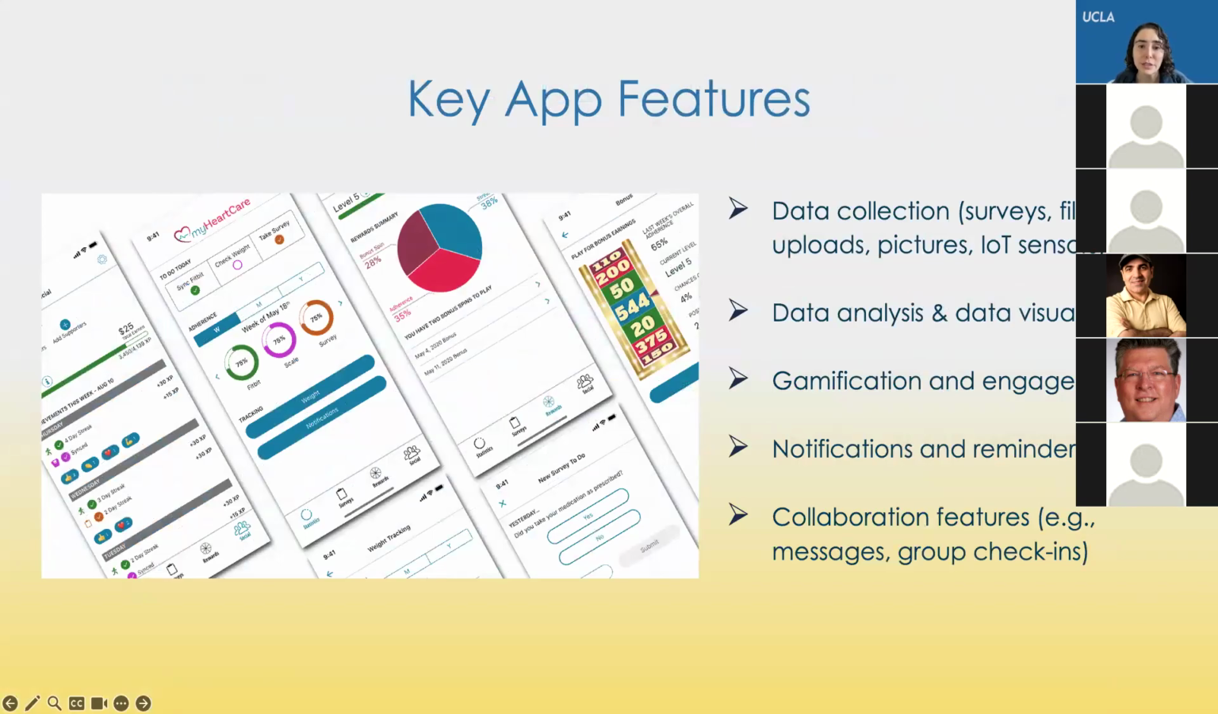There are several key app features that we create in mobile apps and web platforms for research studies. One of the most important is data collection. Through the mobile app, participants can fill out surveys, upload files and images, take pictures, and also use Bluetooth sensors to input data directly into the mobile app. These sensors can include things such as Bluetooth scales, spirometers for an asthma study, heart monitors, and more.